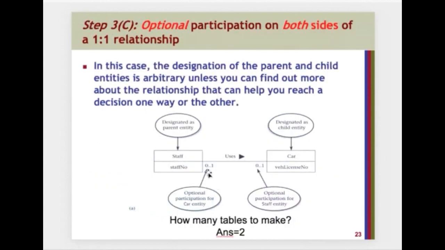And then we saw the third case in which both of the sides were optional. 0 indicates optional side. We create two tables when both of the sides are optional.